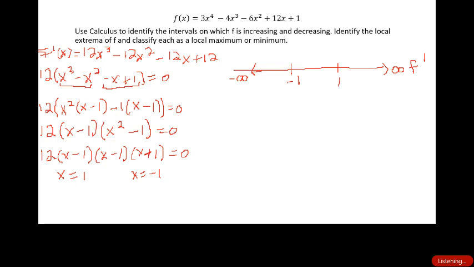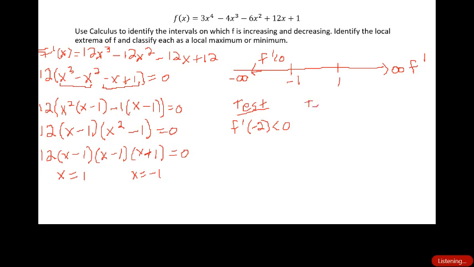Pick other points. So a good test point to use in the interval between negative infinity and negative 1 is, let's say, negative 2. So I'm going to plug negative 2 into the first derivative and see whether I get a negative number or a positive number. Factored, unfactored, doesn't really matter. So 12 times negative 2 minus 1 times negative 2 minus 1 times negative 2 plus 1 is a negative number. So since my test point came out negative, that means the first derivative is negative on this entire interval.